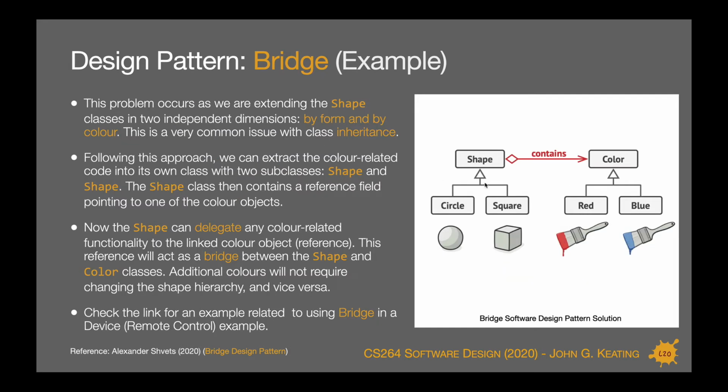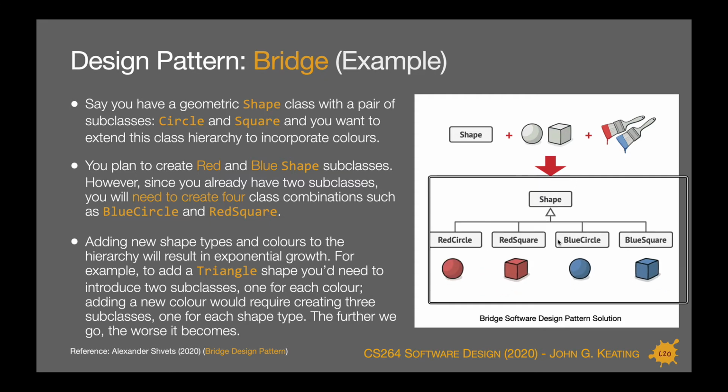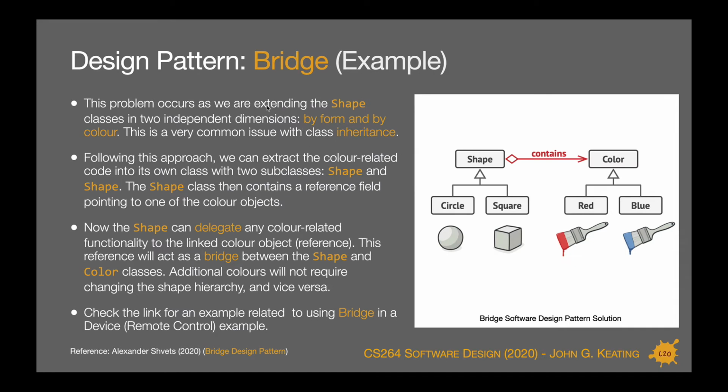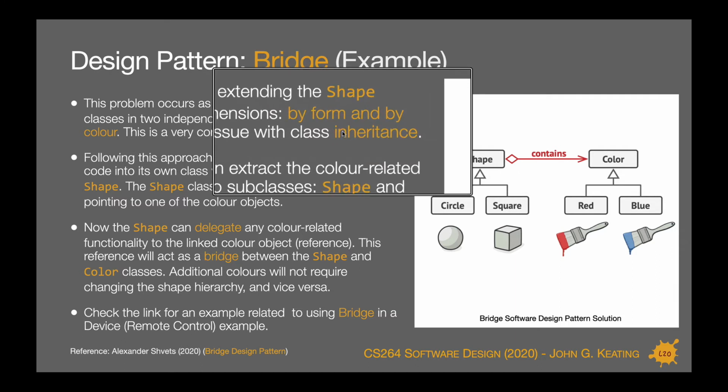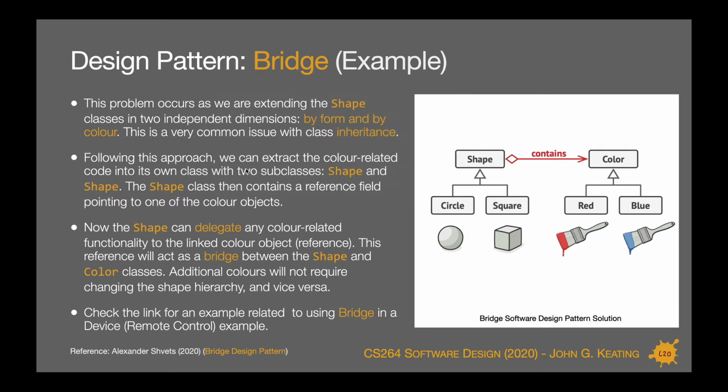So really what we want to be able to do here is, the problem is that we're extending here. It's got to do with subclassing. We want to try to avoid the subclassing if we can. And so the problem happens because we're extending the shape class into two independent dimensions, by form and by color. And that's a common issue with class inheritance. Okay. So this is better.